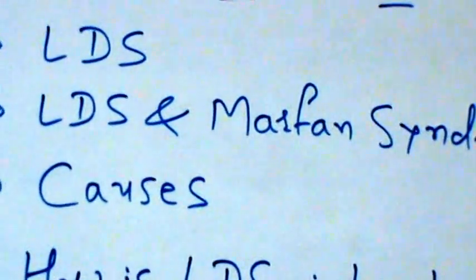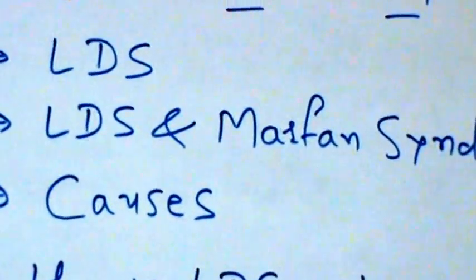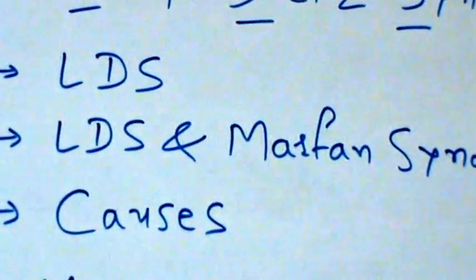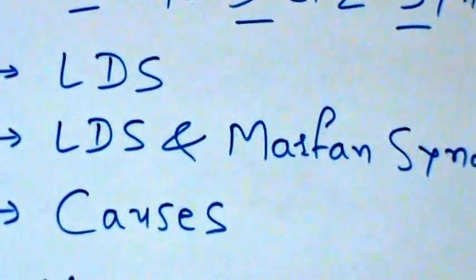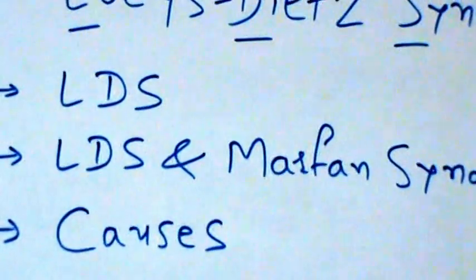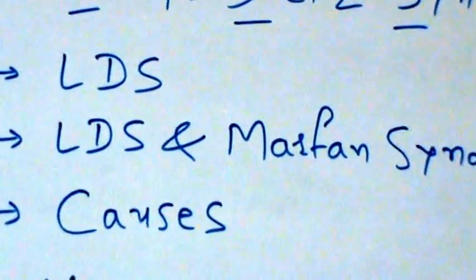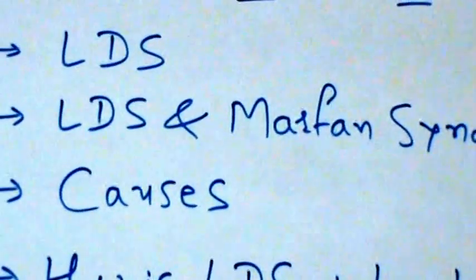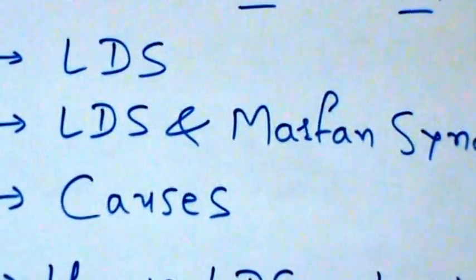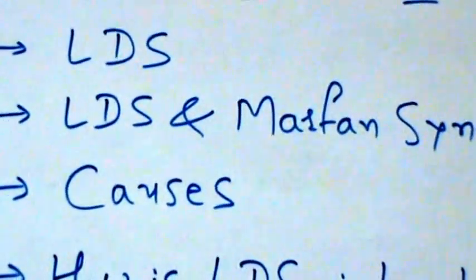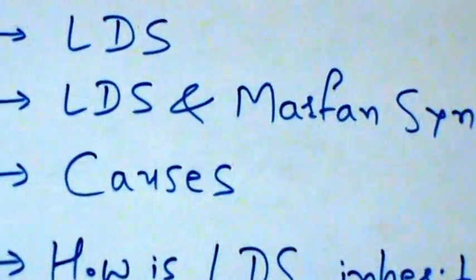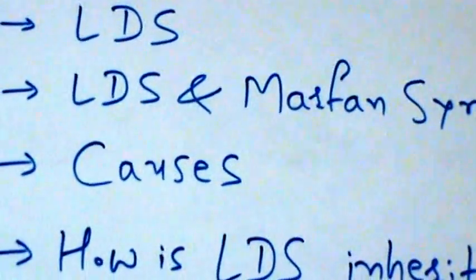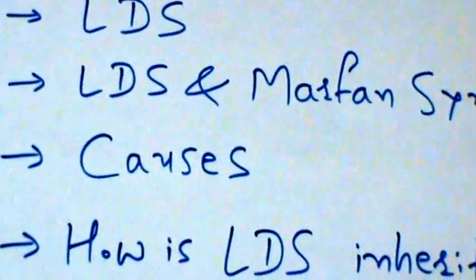then a spine that curves to the side, scoliosis, or from the back to the front, called kyphosis. Then you may have flexible joints, flat feet, swelling, bulging or widening of the spinal sac, or dural ectasia, or long fingers and toes, myopia, and retinal detachment.